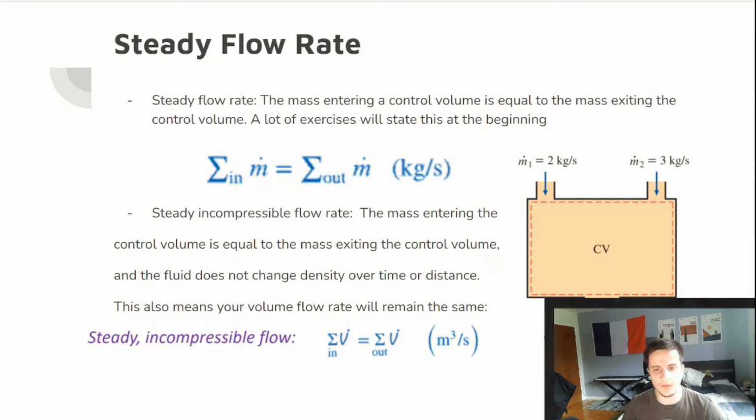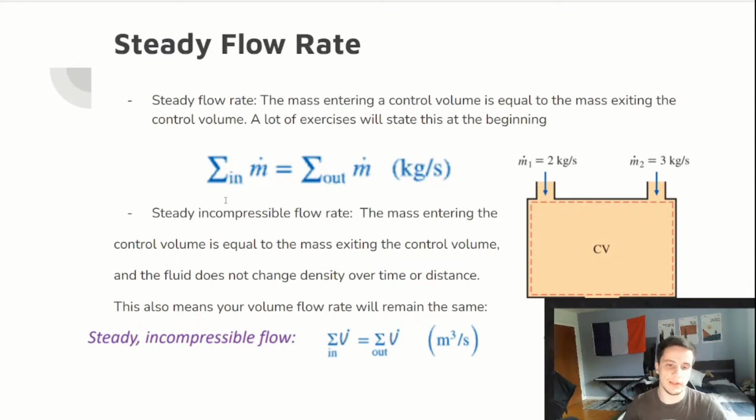Two other definitions, just to recap. Steady flow rate means that if you have a control volume, there is the same mass flow rate going into the control volume as the mass flow rate going out of the control volume. So pretty much, mass flow rate going in is equal to the mass flow rate going out, just like we see here. In this example, 2 kilograms of mass per second are going into this control volume through this pipe inlet, and 3 kilograms of mass per second are going through this inlet into this control volume. And so if we have steady flow rate, we should have the exact same mass per second going out of the control volume.